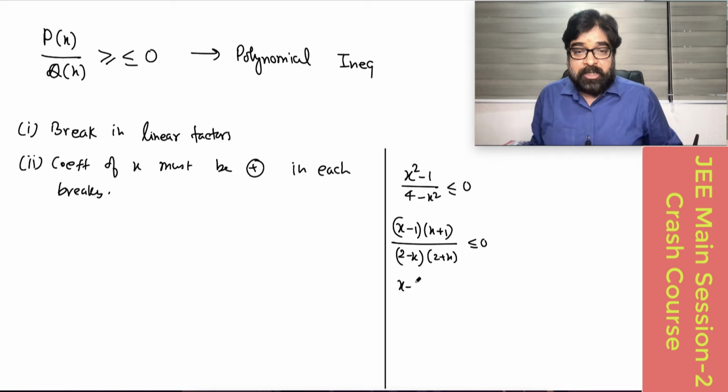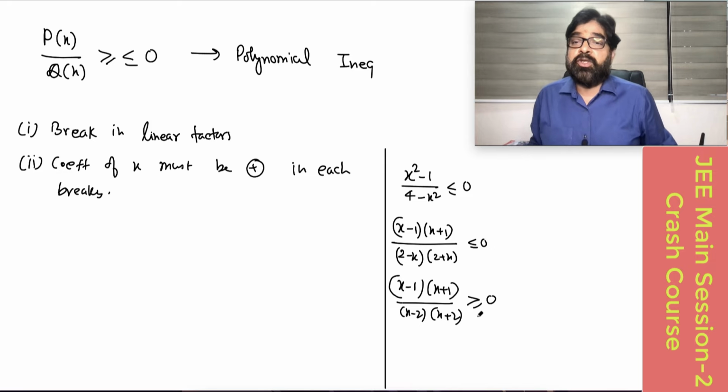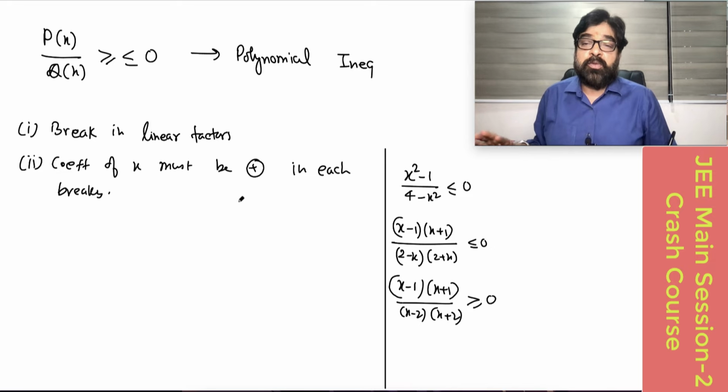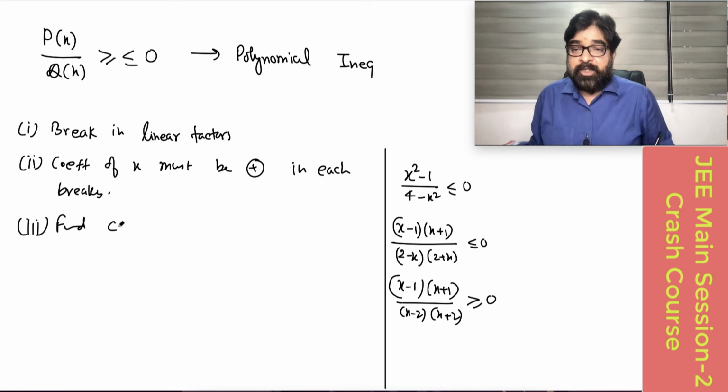So what will we get? x minus 1, x plus 1 divided by x minus 2, x plus 2, and that minus I have thrown to the other side. So the sign of inequality will surely get changed, greater than equal to 0. So the coefficient of x must be positive in each bracket. That step is done.